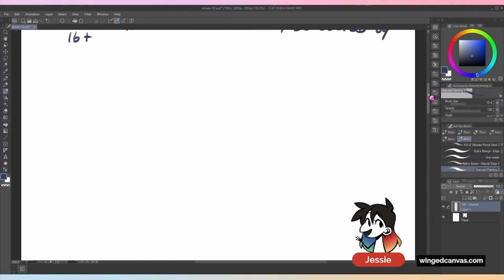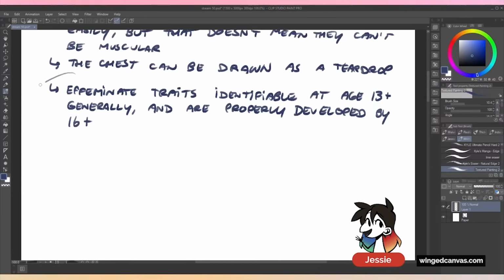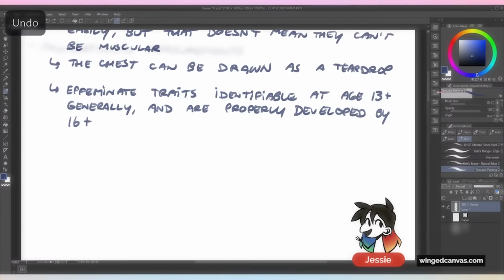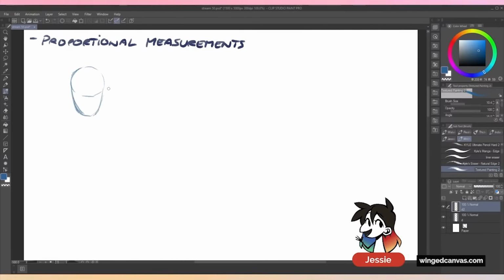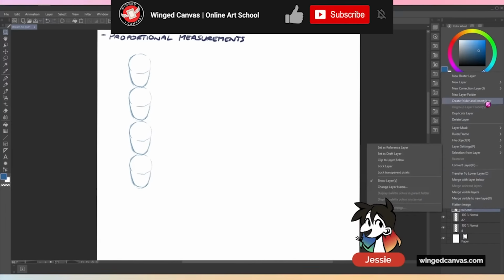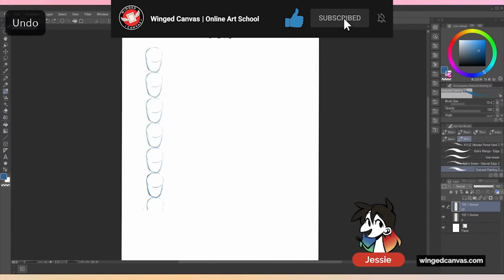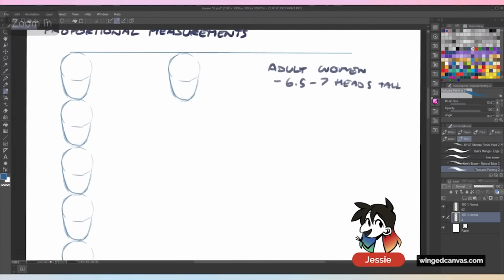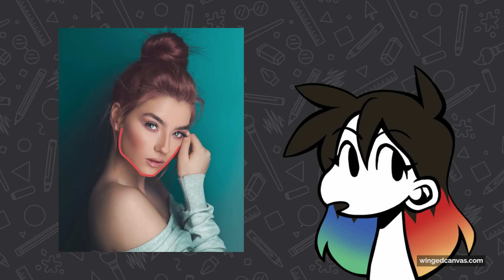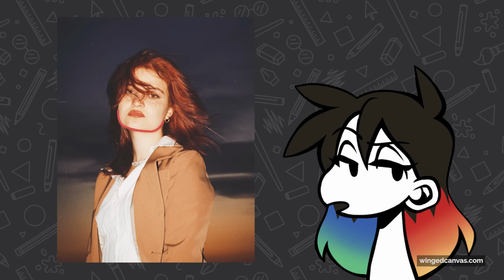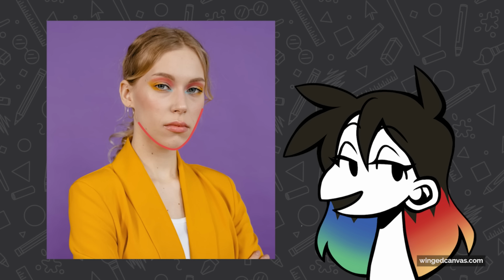These are the general things that you want to keep in mind when it comes to drawing women. This last one is more for both women and men. Let's talk about proportions. Women tend to be approximately 6.5 to 7 heads tall. So adult women are 6.5 to 7 heads tall. You can also say that women's faces can be narrower if you so want them to be. That again is up to you though. Face shapes are not gender exclusive. In general, women's faces tend to be a bit softer, but that isn't always the case.